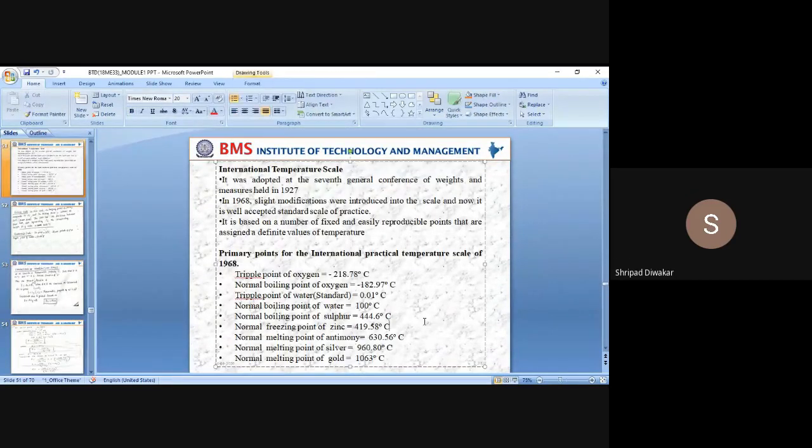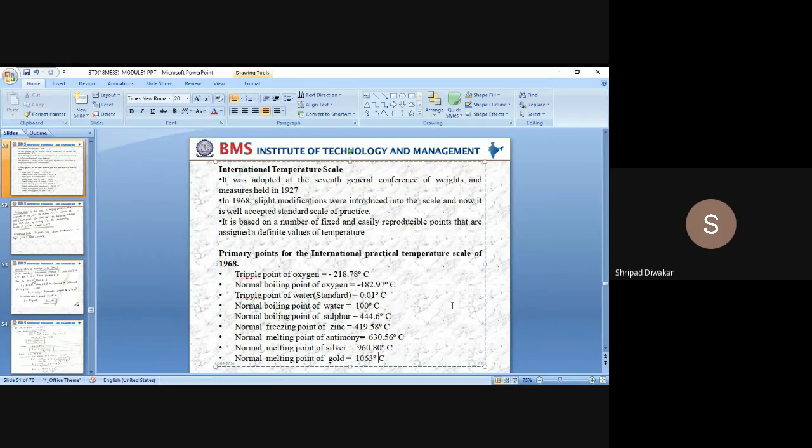Sometimes they may ask you to explain the international temperature scale, so you have to explain it. No need to remember all the values. Just remember the important values like ice point, steam point, normal boiling point of water. The remaining you don't need to remember. Just remember the important ones.